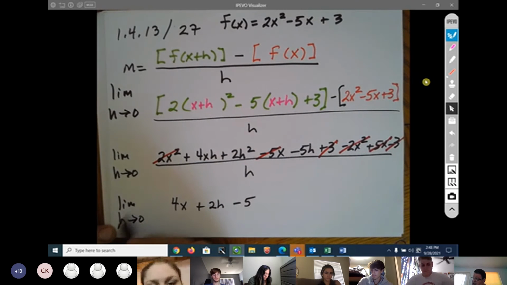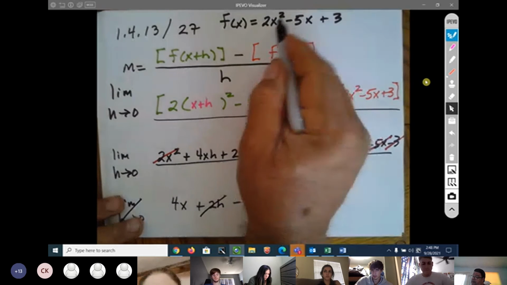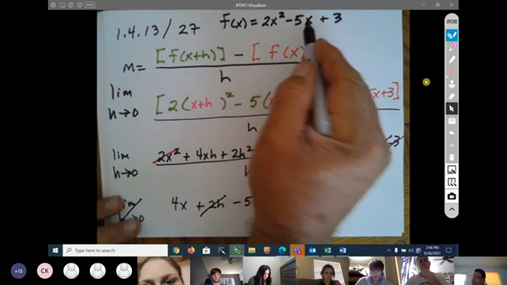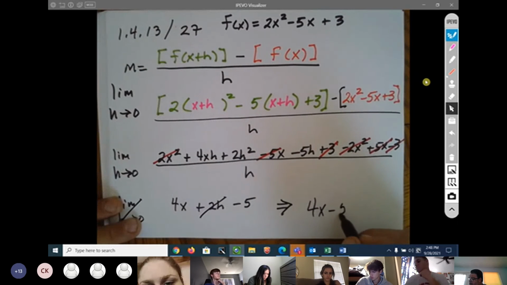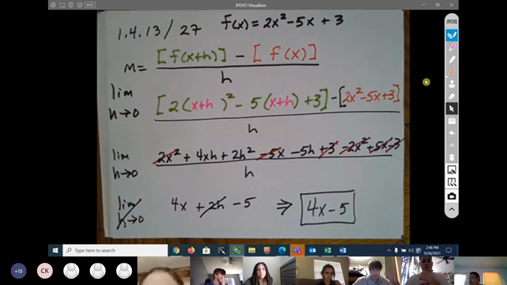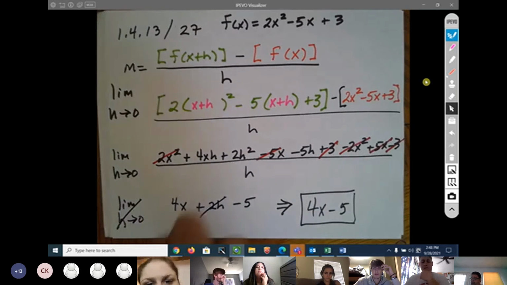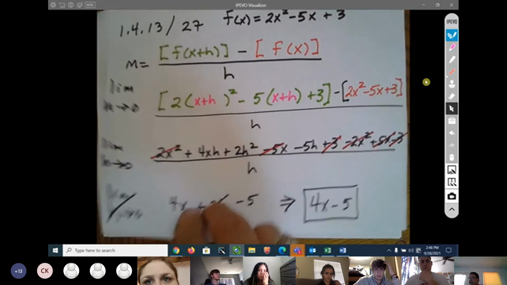And that h carries that out. So the derivative of, let's see, that'd be 4x minus 5. Yep, 4x minus 5 is your derivative. So if you go to 1.5 material, 1.5 is the sum and difference rule with the power rule.